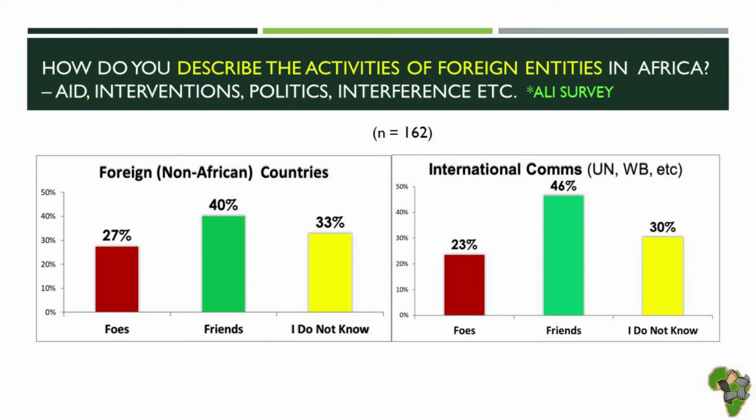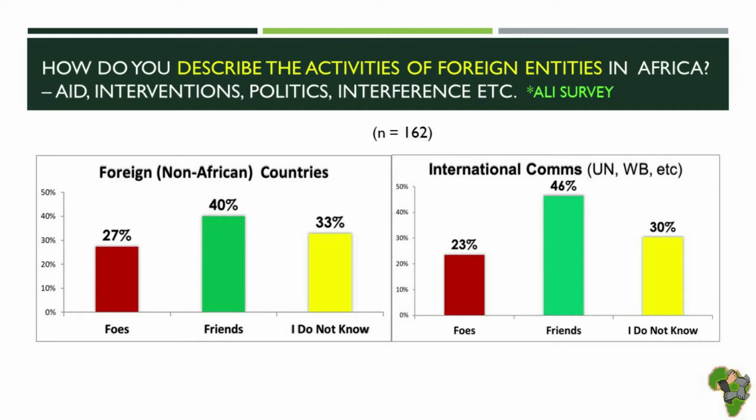However, I want us to go through the ALI survey, the opinions and the views of the participants from the ALI survey. That's the African Liberation Initiative survey. You could also tell if you agree with those views, or if you have separate views. And after reviewing these concepts, at the end of it, we'll know what you're coming up with. So for the survey, they were asked to describe the activities of the foreign entities in Africa, looking at their aids, interventions, their politics, interferences, and so on and so forth.